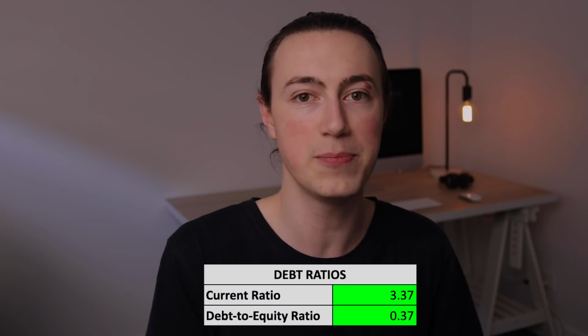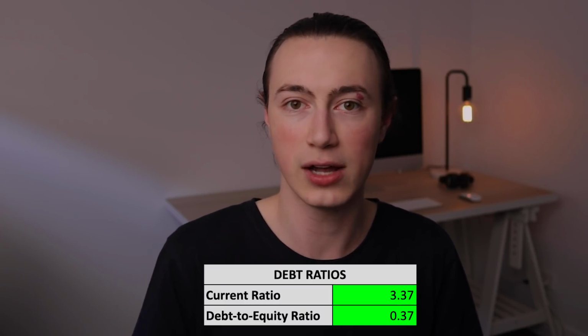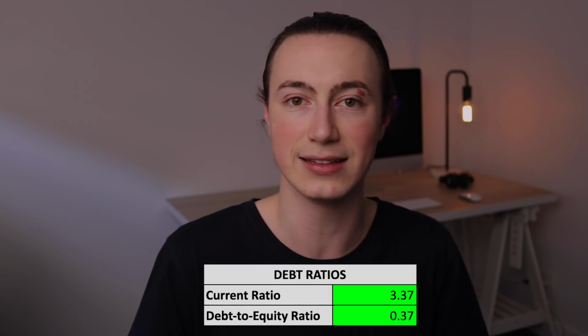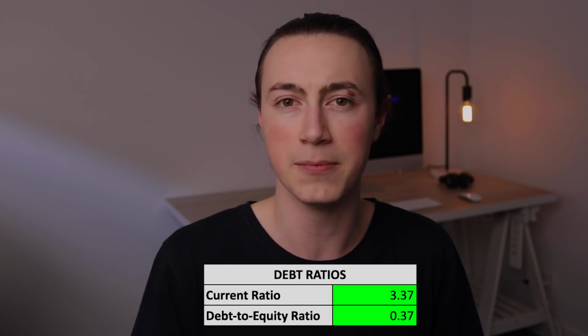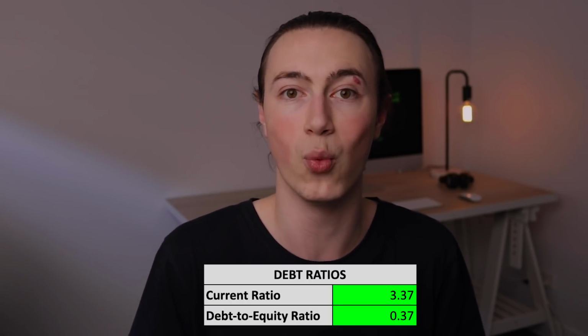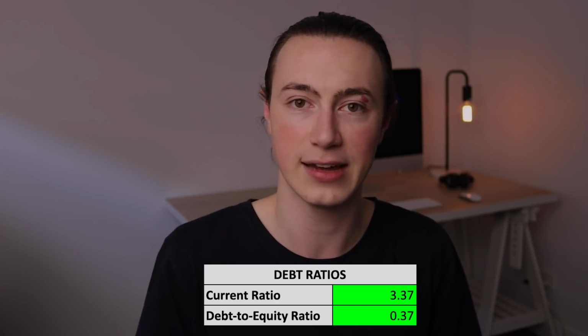So the current ratio for Google is currently 3.4, which is outstanding. I like to see 2.0 or above. So 3.4 is just ridiculously good. And even in most cases, I will accept a current ratio that's above 1.5 or even above 1. So 3.4 is fantastic. And then in terms of the debt to equity ratio, this came in at 0.3.